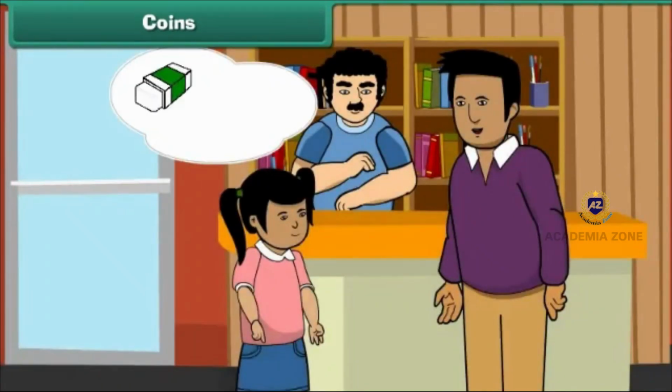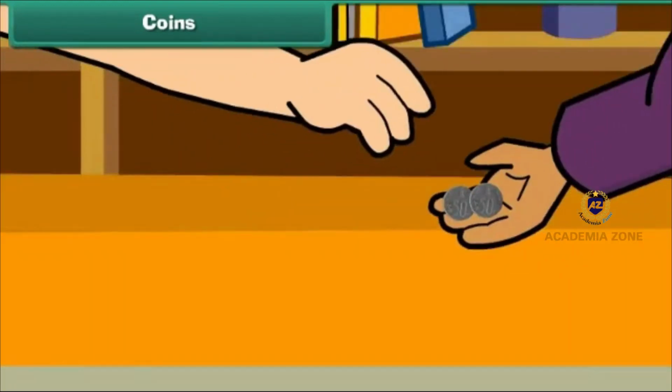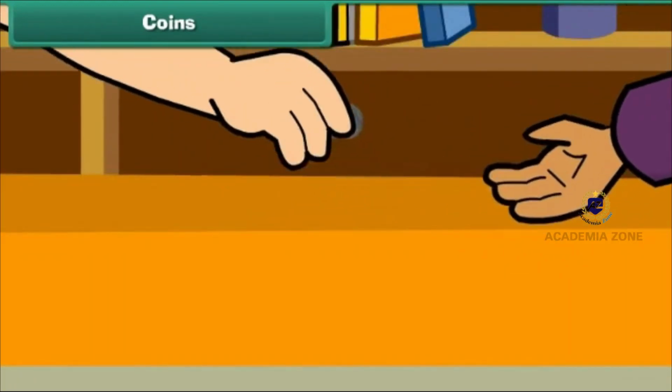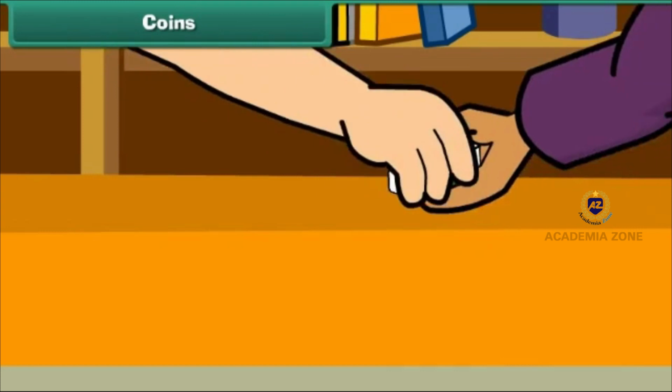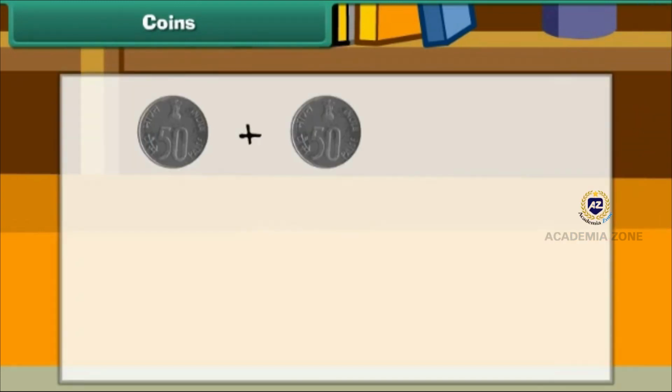You want to buy an eraser. It costs 1 rupee. Your father has 2 50 paisa coins. He gives them to the shopkeeper and buys the eraser. Therefore, 2 50 paisa coins make 1 rupee.